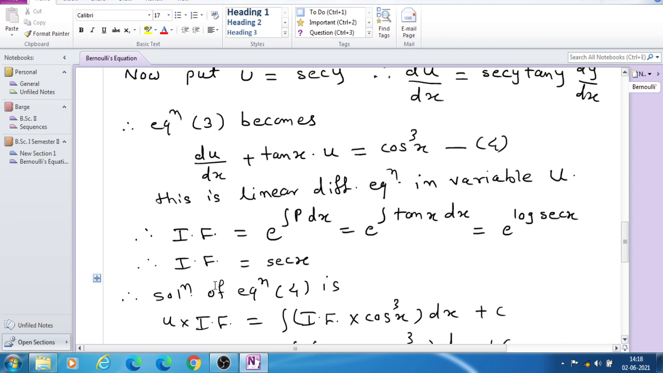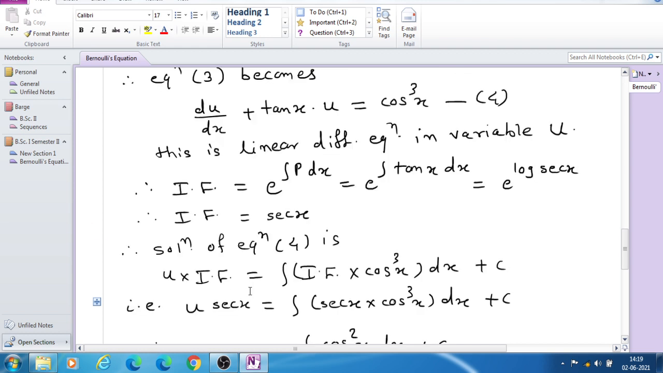So for solution, first we find integrating factor. It is equal to e raised to integral p dx. P means here coefficient of u, that is tan x. Therefore e raised to integral tan x dx is equal to e raised to integral of tan x is log sec x. Therefore e raised to log sec x, and we have given you the formula for this. We get this is equal to only sec x. So integrating factor is equal to sec x.